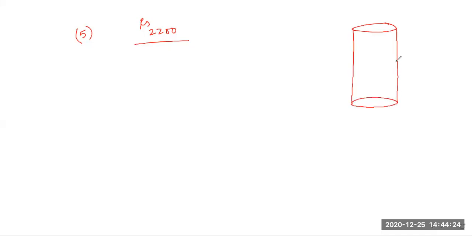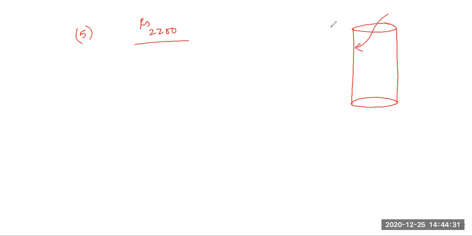Okay. Now it costs 2200 rupees to paint the inner curved surface area of a cylindrical vessel 10 meter deep. So this is the cost of painting. Very good. So this is the cylinder. Now the cylinder may have some thickness also, but here it is not relevant. Anyway, it's talking about this inner curved surface area.